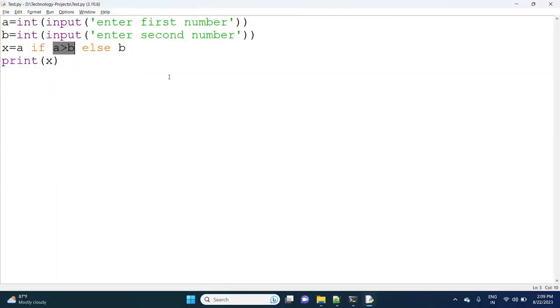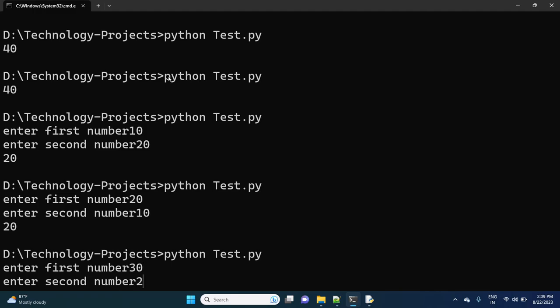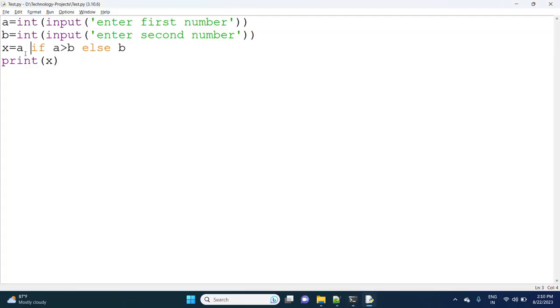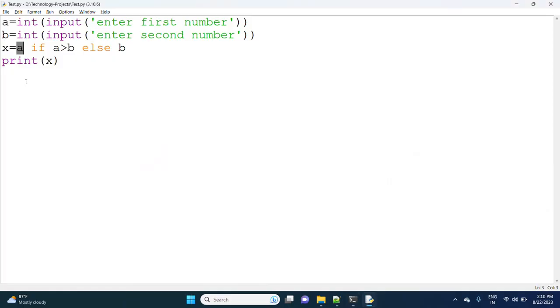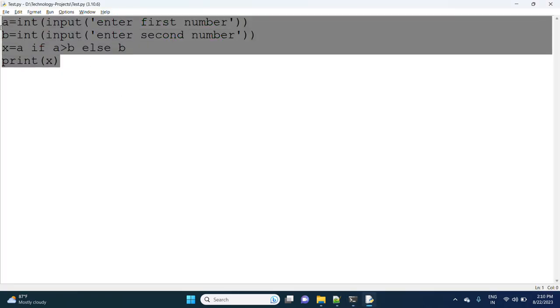In both cases, we are getting the same. If I'm taking 30 and 20, 30 greater than 20 is true. True means it is giving 30, the first value. Clear, right? 30 and 20. So in this way we can find the minimum value and maximum value.